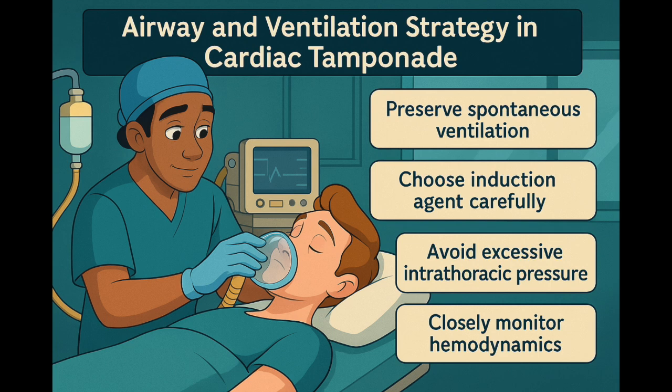Throughout this process, the goal is the same: preserve venous return, maintain forward flow, and avoid any intervention that further impairs cardiac filling. Only after the pericardial sac is drained can controlled ventilation safely resume without risking cardiovascular collapse.